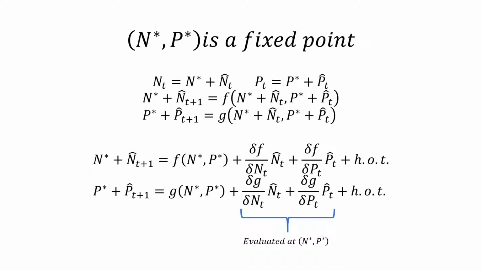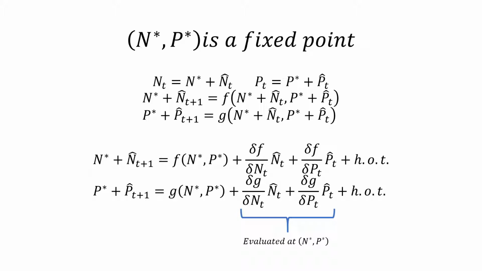n star plus n hat t+1 is equal to f of n star, p star, plus the partial of f with respect to n_t times n hat t, plus the partial of f with respect to p_t times p hat t, plus some higher order terms. The other part of this equation is p star plus p hat t+1 is equal to g of n star, p star, plus the partial of g with respect to n_t times n hat t, plus the partial of g with respect to p_t times p hat t, plus some higher order terms, where the partials are evaluated at the point n star, p star.